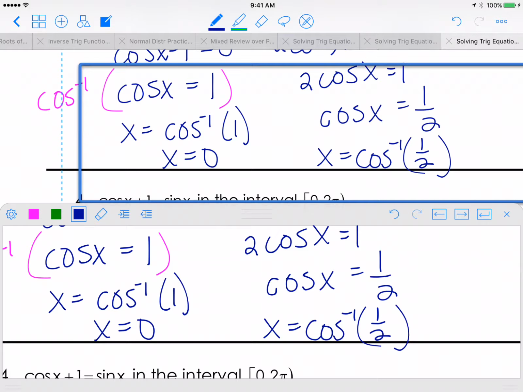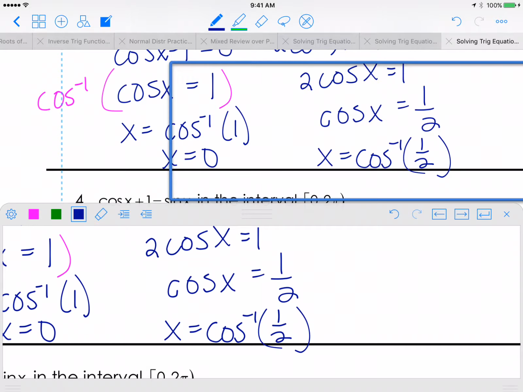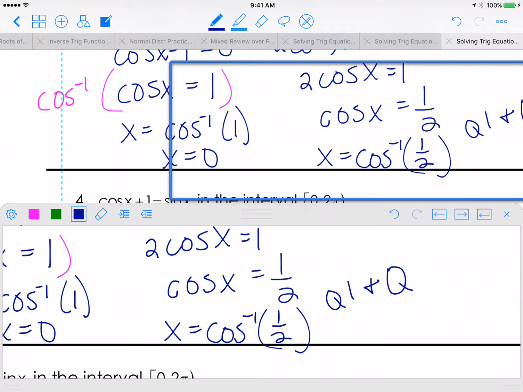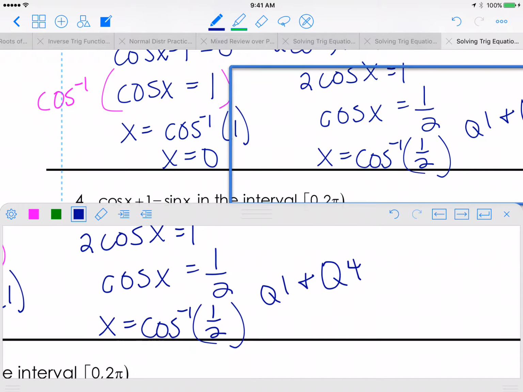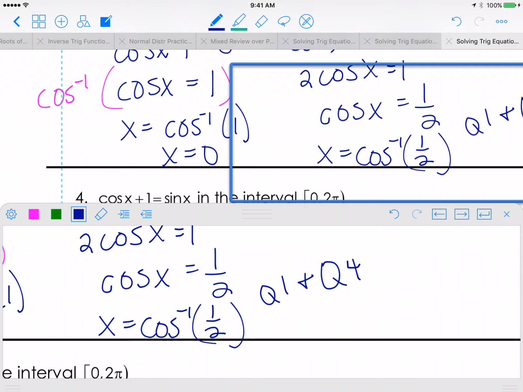So let's think about that one for a second. Cosine of 1/2 is going to be positive in quadrant 1 and quadrant 4. So remember, all students take classes, so quadrant 1 and quadrant 4. And so in quadrant 1, cosine of 1/2, that's going to be our 60-degree family. So that's going to be pi over 3 for quadrant 1. And in quadrant 4, it's going to be 2 pi minus pi over 3. So you get 5 pi over 3.